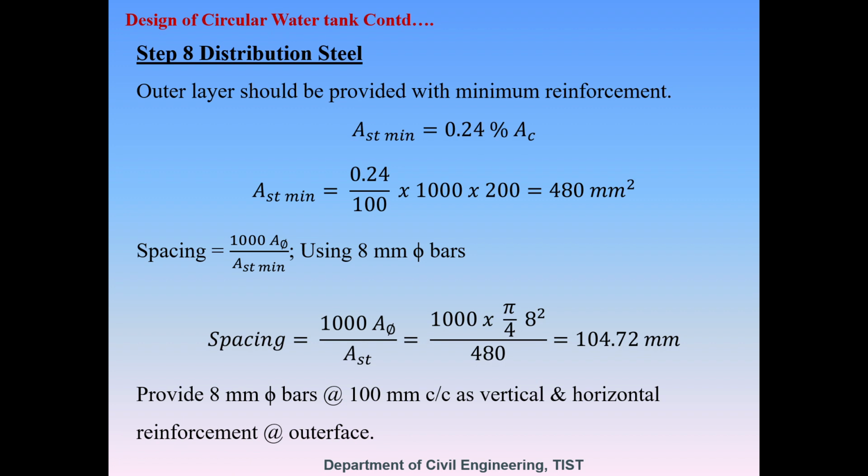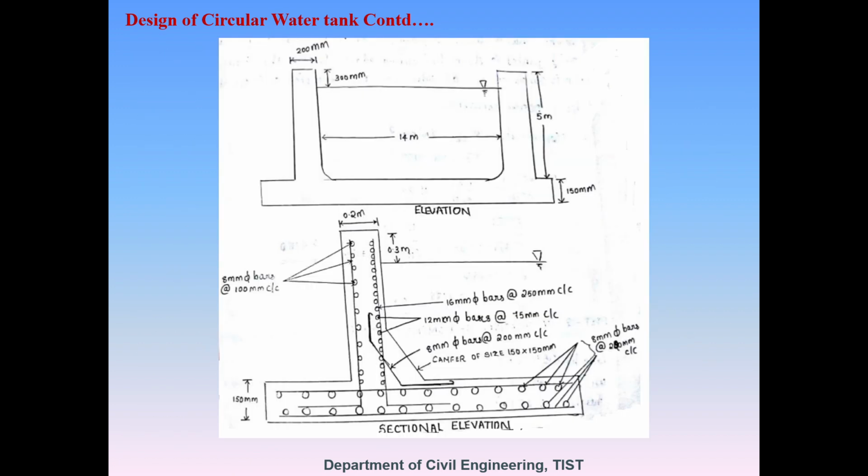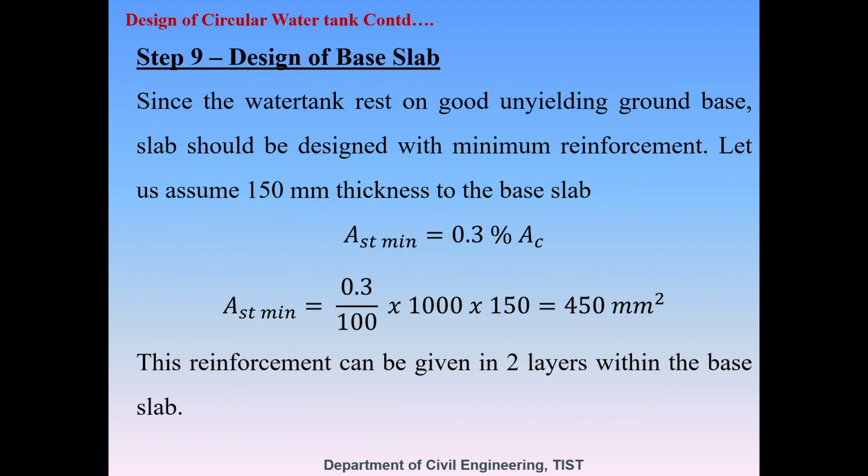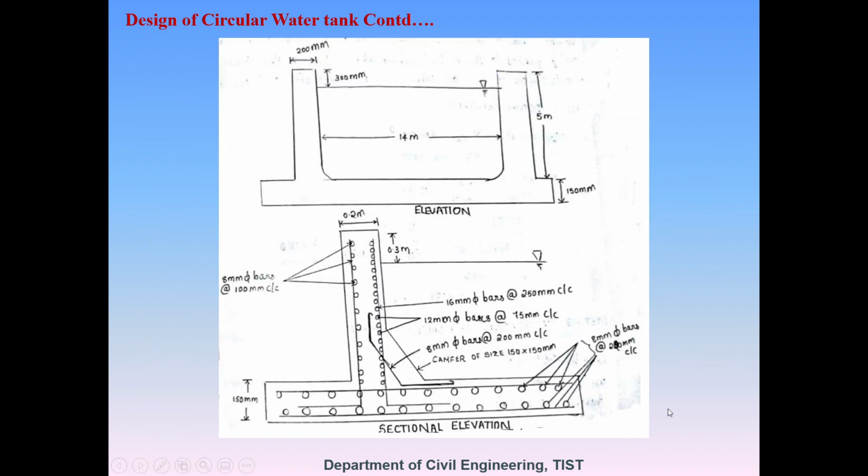The next is distribution steel. The hoop reinforcement is 12 mm diameter bar at 75 mm center to center. This is the hoop reinforcement. The next is distribution steel. These are the distribution steel.